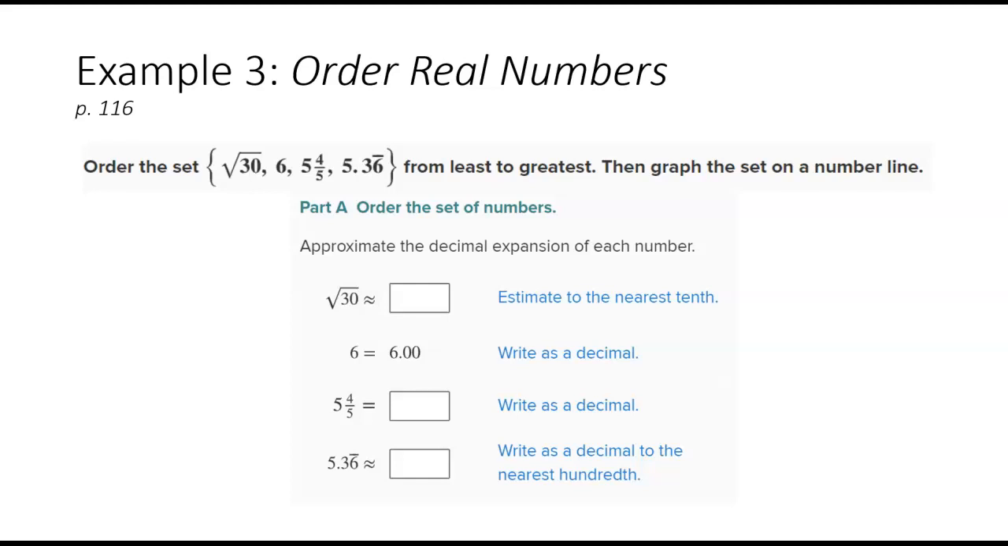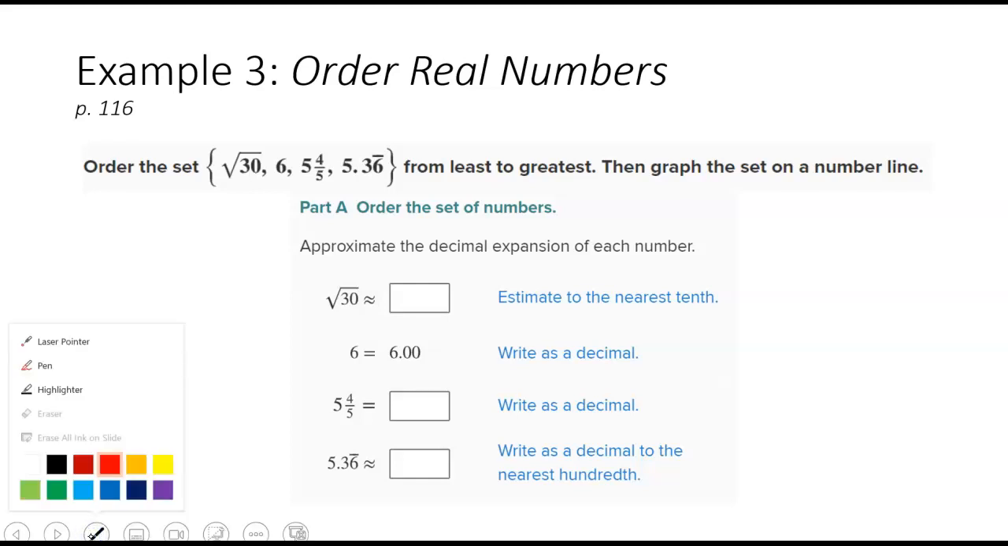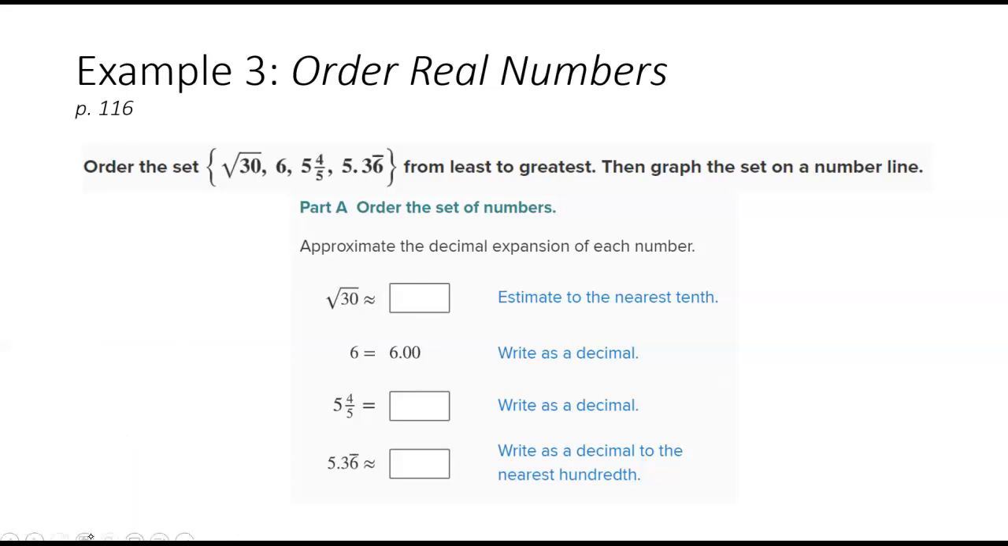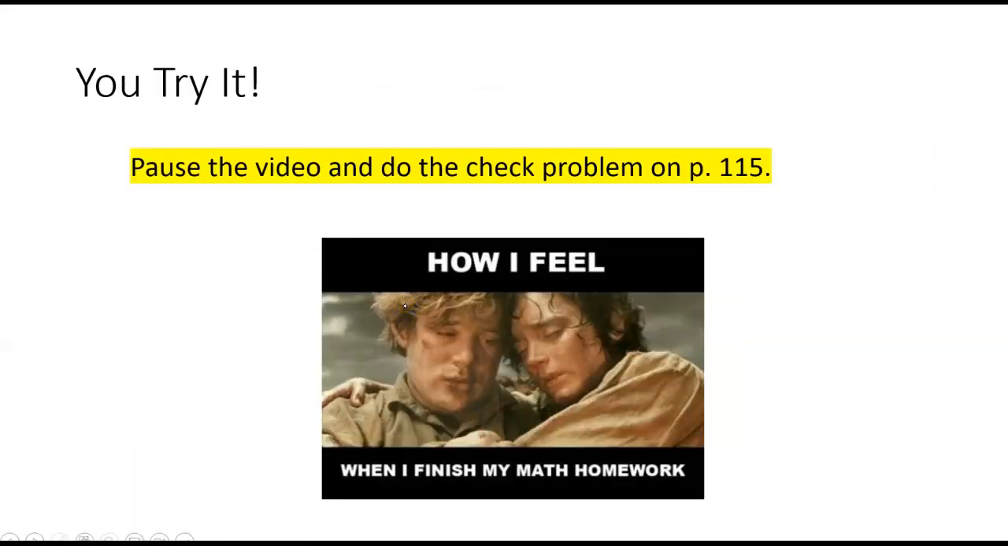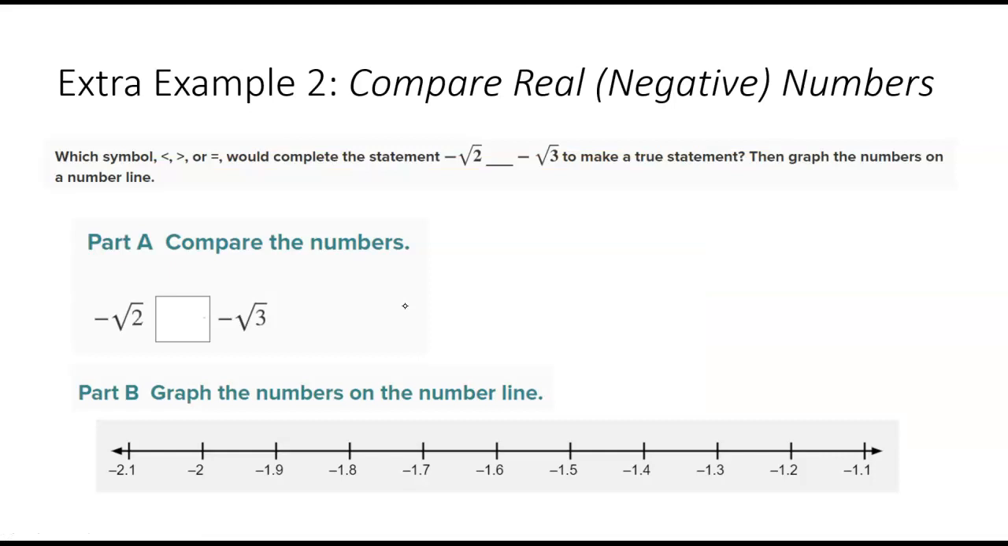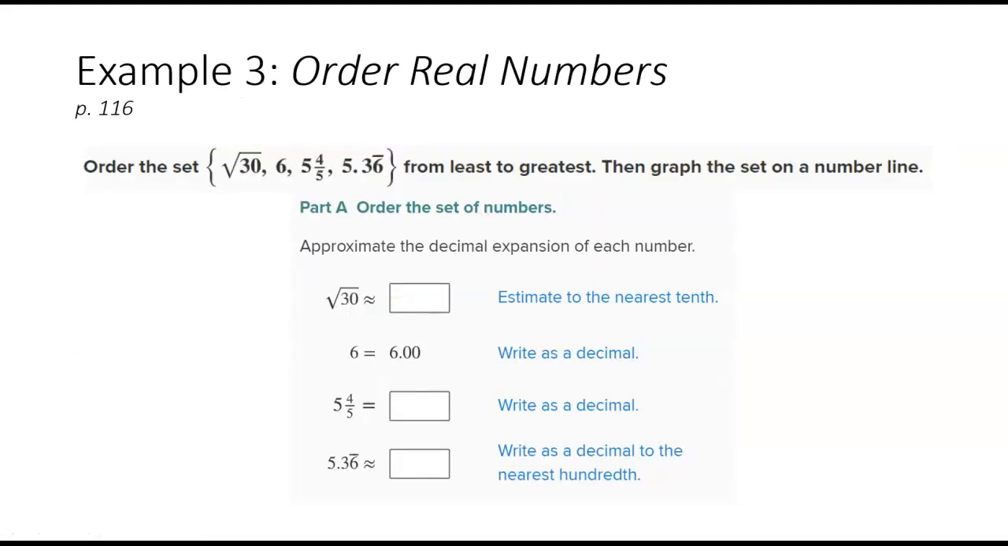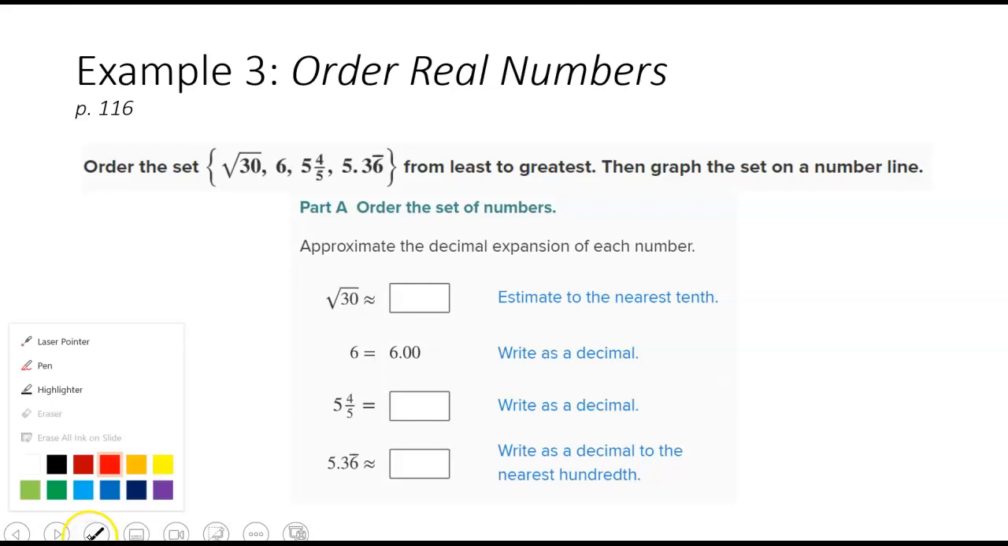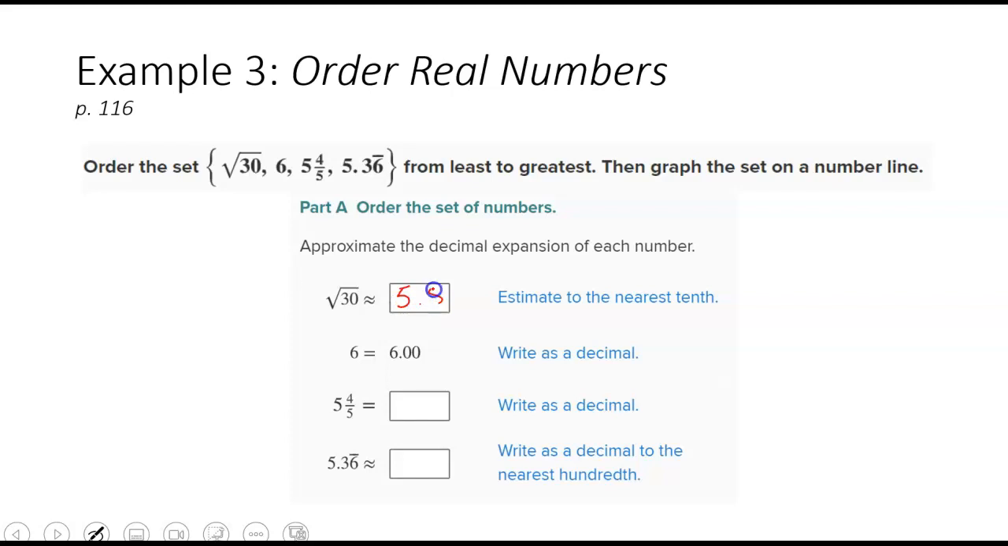So square root of 30 to the nearest tenth. You learned how to approximate to the nearest tenth, but we'll just use calculators for this for now. So this will be 5.5 to the nearest tenth.